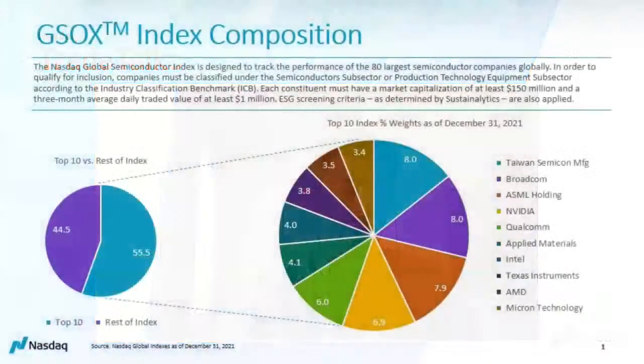You can see on the right, those top 10 constituents, maybe a surprise to some folks. Intel doesn't even crack the top 5. This index is modified market cap weighted. What does that mean? Top 5 constituents every quarter get capped at 8% max weight. The rest get capped at 4%. That's why you see Intel there quite a bit lower than the top 5 that are made up of Taiwan Semi, Broadcom, ASML, NVIDIA, and Qualcomm.